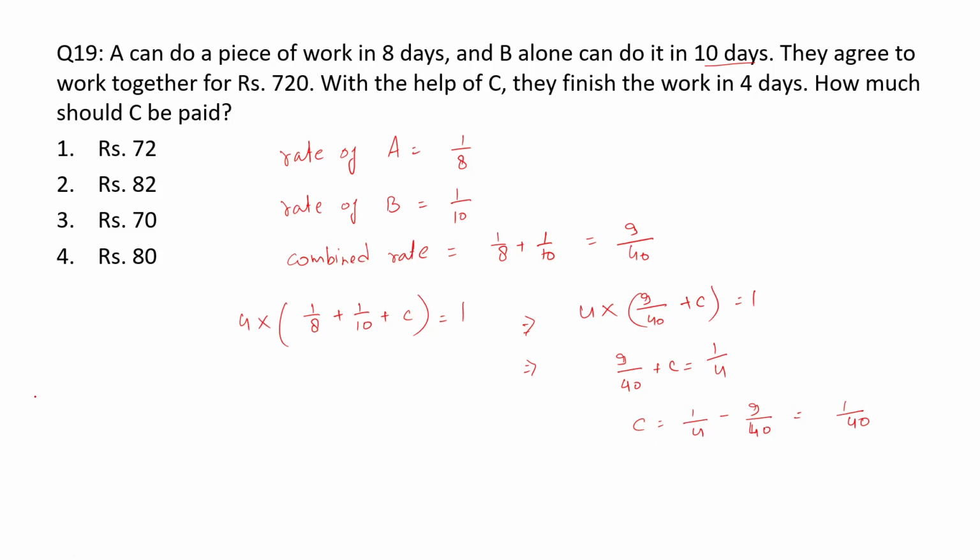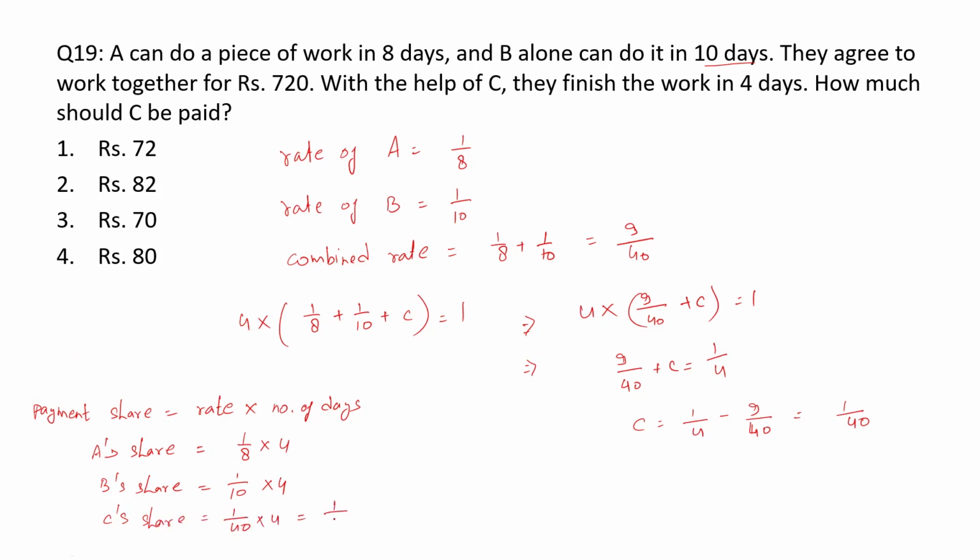So payment share is equal to rate into number of days. So rate and how many days he has taken to finish the work. A's share will be, what is the rate of A? 1 upon 8 into how many days he has worked? 4 days. All three have worked for 4 days. B's share will be 1 upon 10 into 4. Now C's share will be 1 upon 40 into 4. That means 1 upon 10.